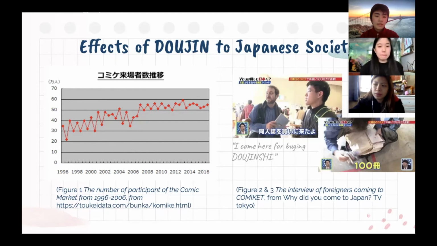According to the statistics about the number of participants of comic markets, it has kept about 600,000 people joining the sokubaikai since 2008. Also, in an interview about the reasons why foreigners come to Japan, some said that they came for buying doujinshi and spent a large amount on it. Therefore, we can see the economic benefits brought by this culture, even though it is not the original aim for people creating or reading doujinshi.